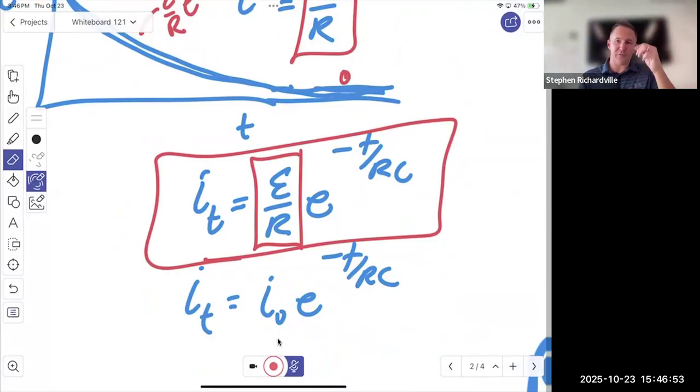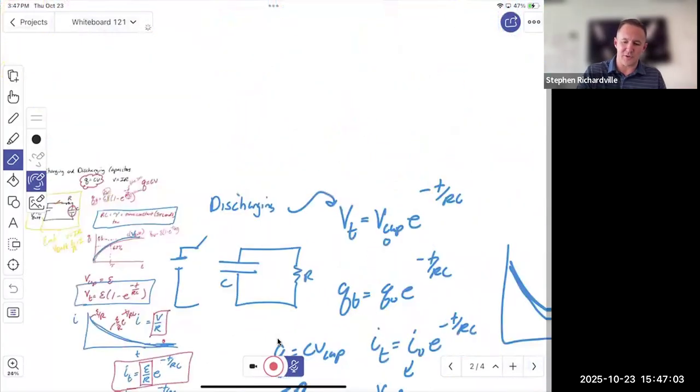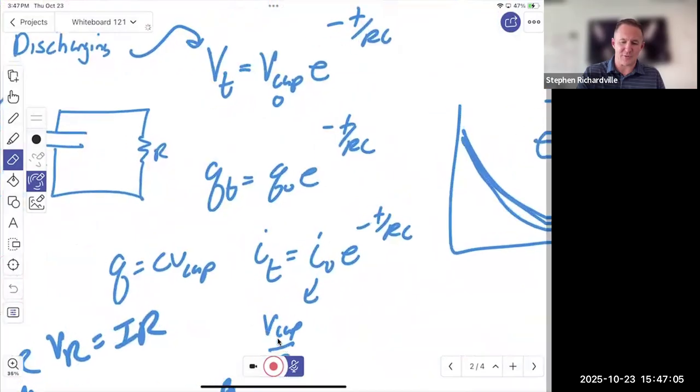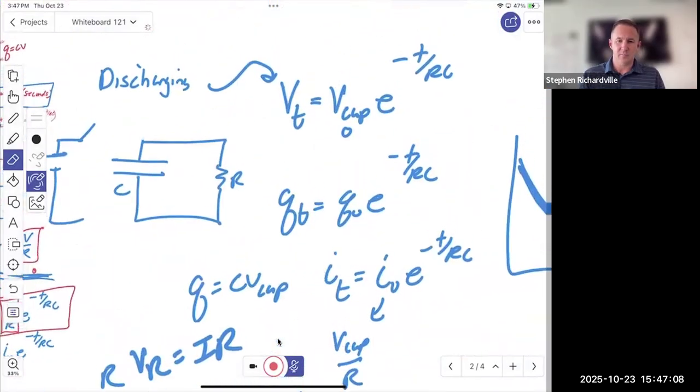What about discharging? What if, as in the bookend problems, we charge the capacitor and then we open the switch and let it discharge. When we open the switch and let it discharge, well, here's the deal, guys. During discharging, everything is decreasing. Say I take a charged capacitor.